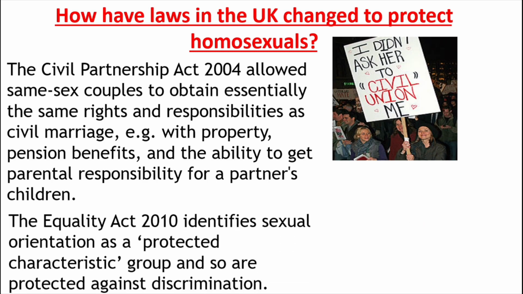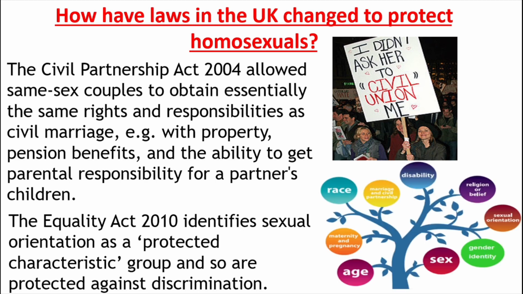The Equality Act 2010, which is an important piece of legislation that you need to be very, very aware about for the GCSE Citizenship course, identifies sexual orientation as a protected characteristic group and so are protected against discrimination. The Equality Act 2010 incorporates 116 pieces of legislation that tries to tackle discrimination. It ultimately protects 9 different characteristics. Here they are on this tree here. What we're looking at today is sexual orientation and therefore the protection of homosexuals and same-sex couples, but in another session we'll be looking at the Equality Act in more detail.